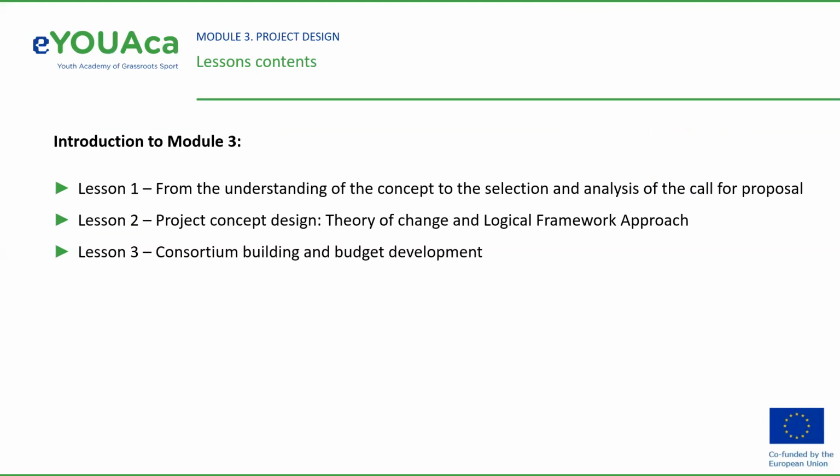Lesson 1 is focused on how to select a call for proposal that is consistent with vision, mission, and outcomes desired in our organization and by our stakeholders. Lesson 2 is focused on how to deal with continuous change. How can we affect the change? And finally, on which tools we can use to clearly plan our desired actions. Lesson 3 is focused on how to establish a good partnership for our project and how to develop a consistent budget.